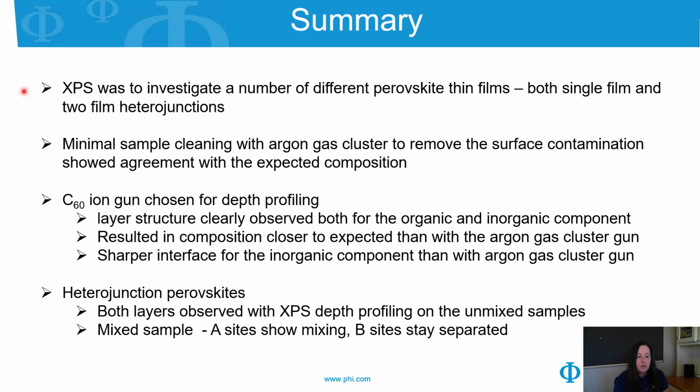The composition was closest to the expected composition using the C60, which is why we chose to continue using that gun. And we did observe a sharper interface for the inorganic component with the C60 than we did with the argon gas cluster gun. In the heterojunction perovskites, we are able to distinguish the 2 different perovskite layers, and in the case of the mixed sample, we observed that the A site was responsible for the mixing rather than the B sites.